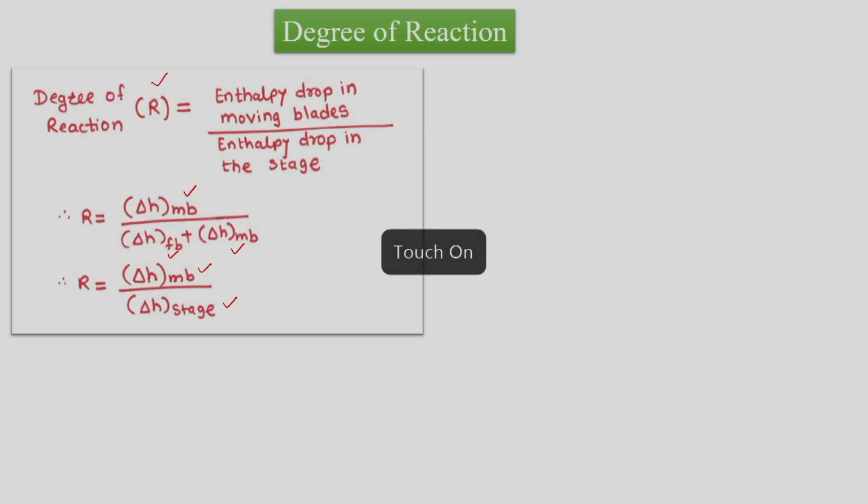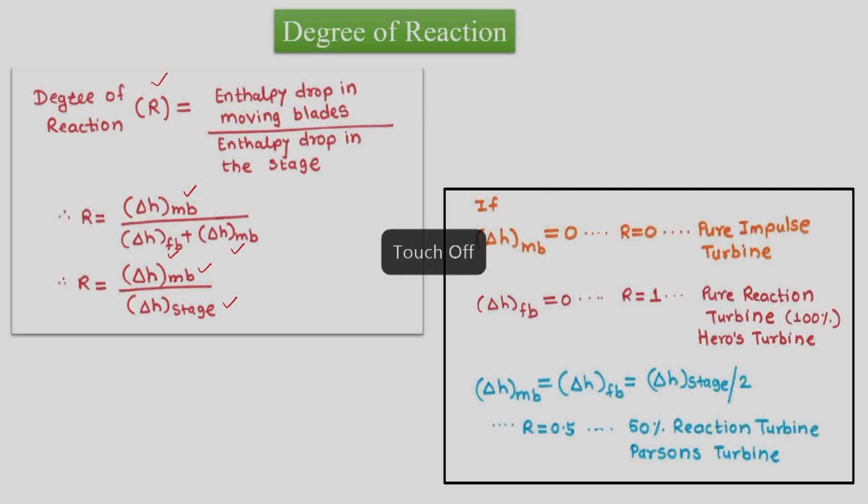So this is the degree of reaction. What we mean here is, if moving blades had zero enthalpy drop, then the degree of reaction becomes 0, so it is a pure impulse turbine. If the fixed blade has zero enthalpy drop, then the degree of reaction is 1 and it becomes a pure reaction turbine, also called Hero's reaction turbine or Hero's turbine.